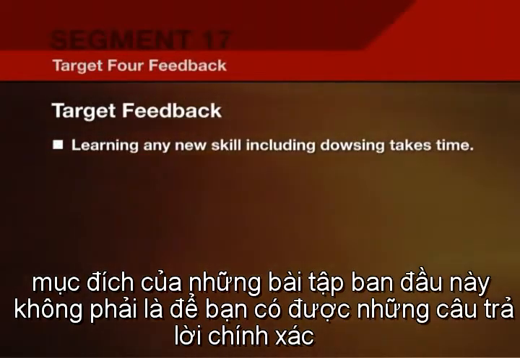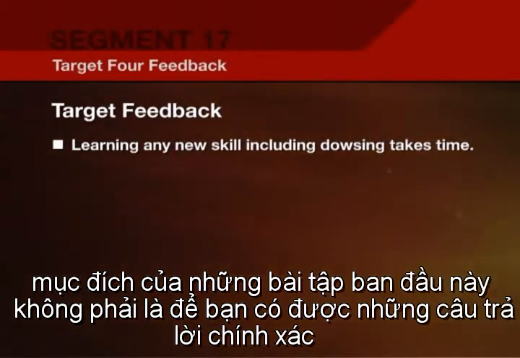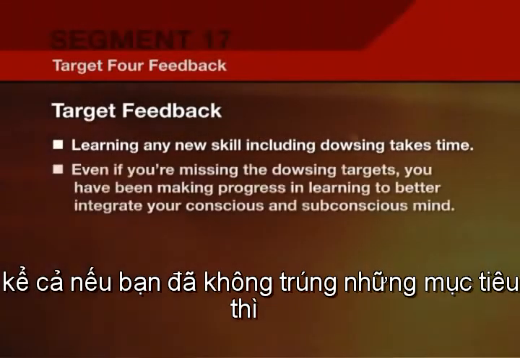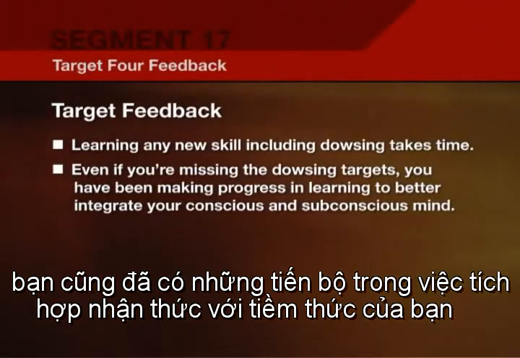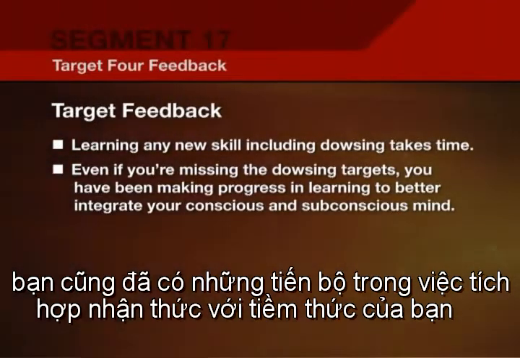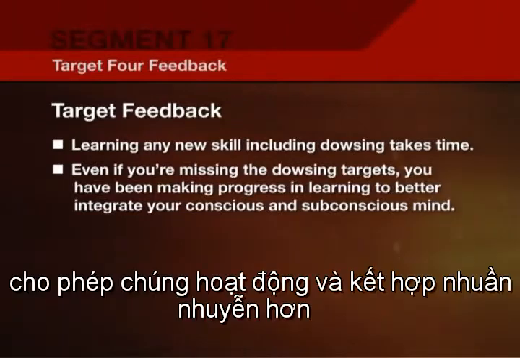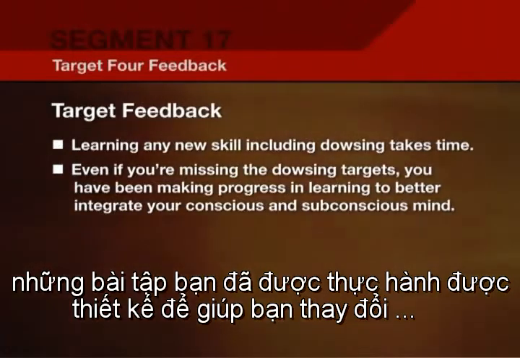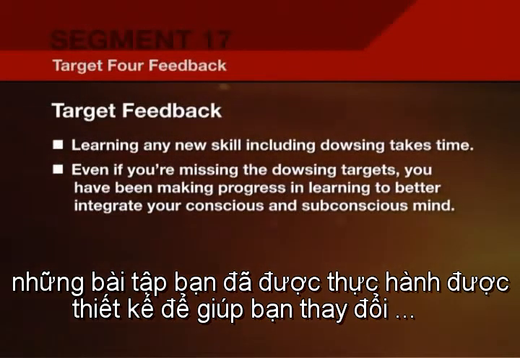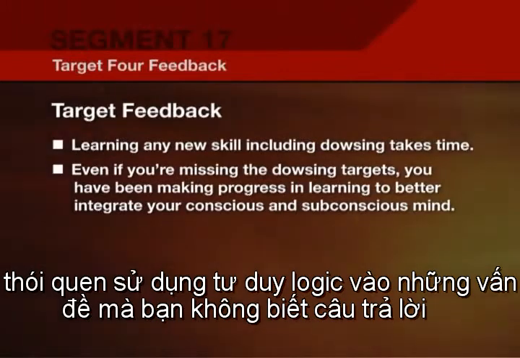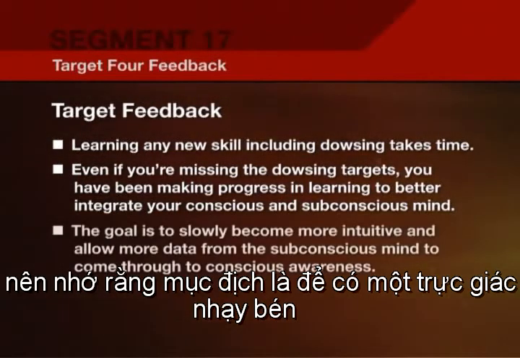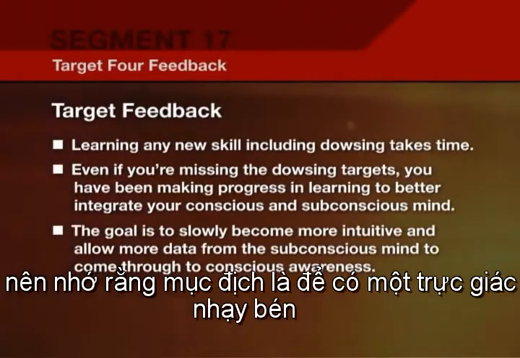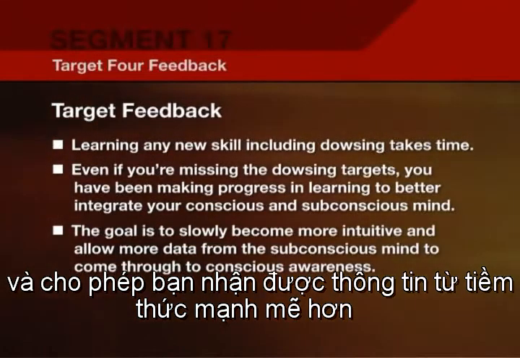The purpose of these initial training targets is not necessarily to get the correct answer. Even if you're missing the dowsing targets, you have been making progress in learning to better integrate your conscious and subconscious mind, allowing each to cooperate better with the other. The practice targets you have been executing are designed to begin changing the pre-established habit of relying mostly on analytical thinking to find answers to an unknown question or the location of an unknown target. Remember, the goal is to slowly become more intuitive and allow more data from the subconscious mind to come through to conscious awareness.